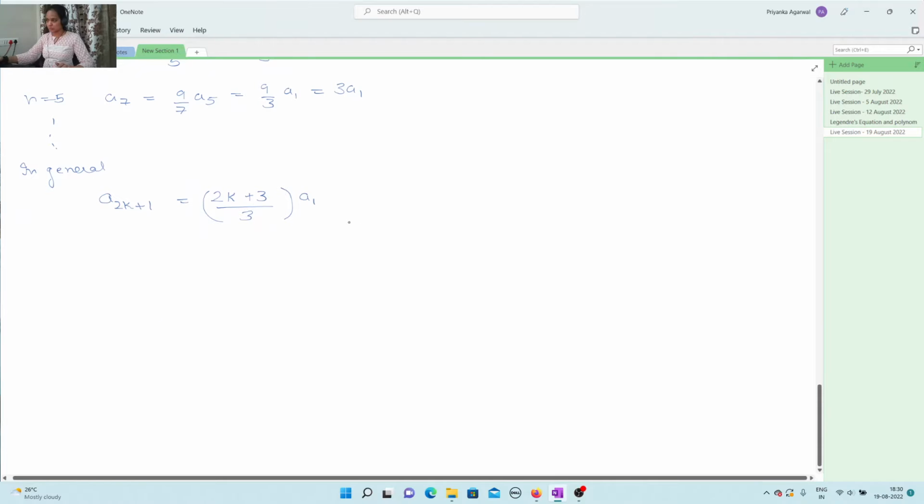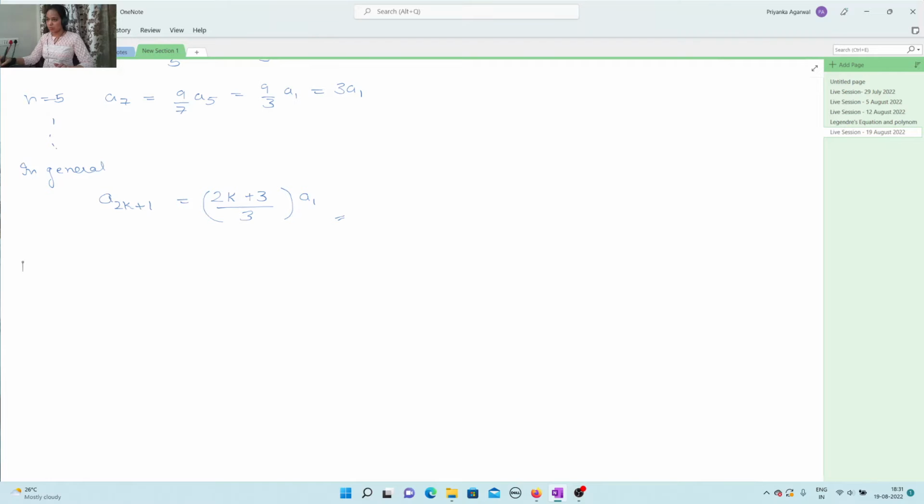Okay. So this is what we have for odd values. Now for even values of n, let's say for n equals 2, what we will have is a4 equals 6 by 4 a2, which will be 6 by 4 times (2a0 plus 2). This will be 3a0 plus 3.